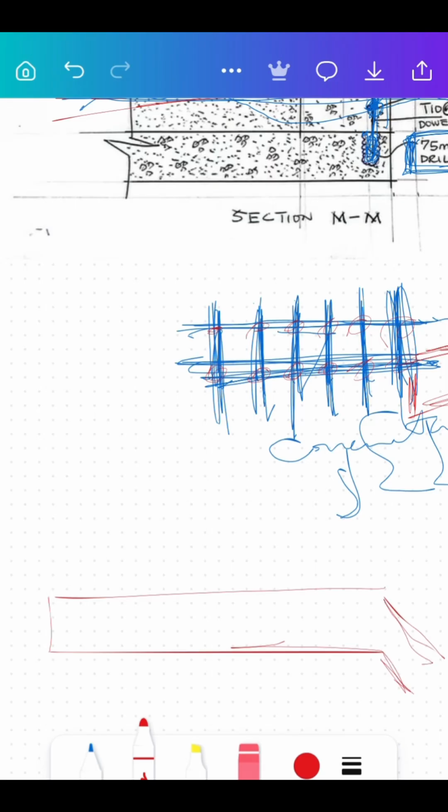Of course, there's going to be a corner based on the shape of the balcony. Then you have another formwork here. I will go this way. This is the formwork behind it, right?